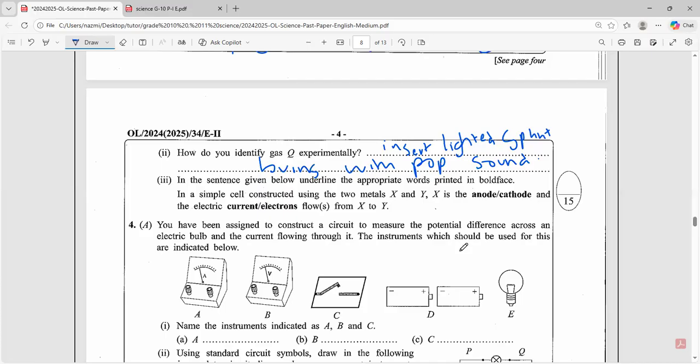Did you write? Okay. Now see Roman number 3, tell me. Now you can do the Roman number 3. What is X? Iron, no? Yes. Y is copper.